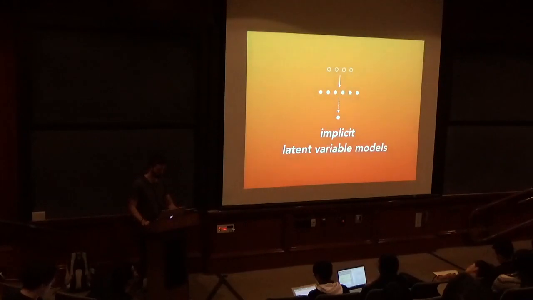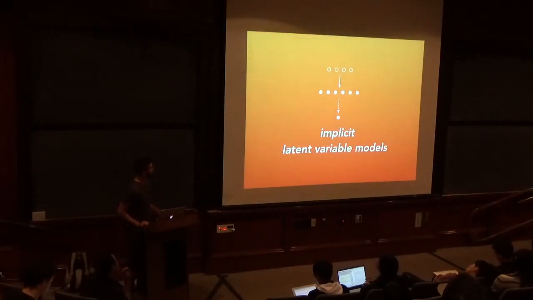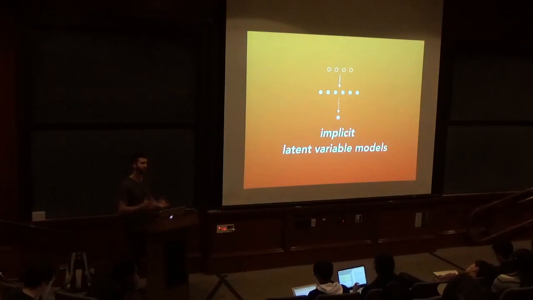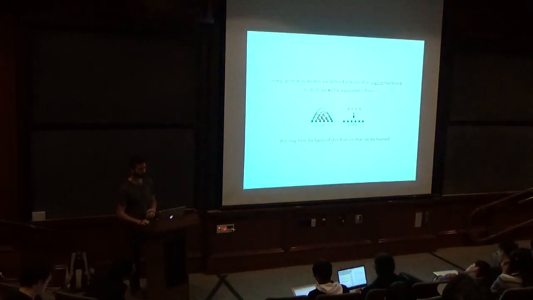OK, so the final family of models that we're going to talk about are these things called implicit latent variable models. You probably know them as GANs, but they're not just GANs. And the idea behind these is that you have, again, some latent variables that are generating these observed variables, but now instead of evaluating maximum likelihood estimates, we're going to be learning a model that actually allows us to discriminate between data examples and generated examples.